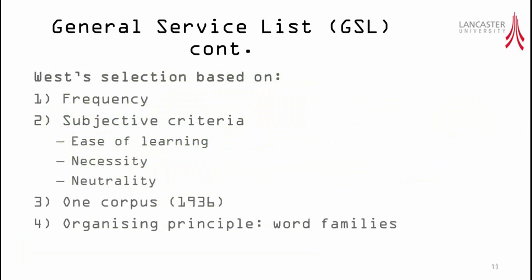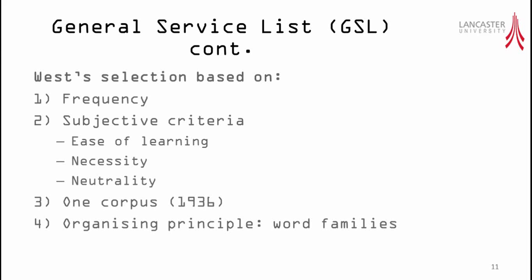So just to sum up, Michael West used a range of criteria for the selection of vocabulary. One of the criteria was frequency, but West used also a number of subjective criteria, such as ease of learning, necessity, neutrality. Michael West argued that if a word is easy to learn, it should be included in the word list. For instance, once a learner knows the word stop, West would argue the word stoppage, because it is morphologically related, is easy to learn, and that's why he would include it.